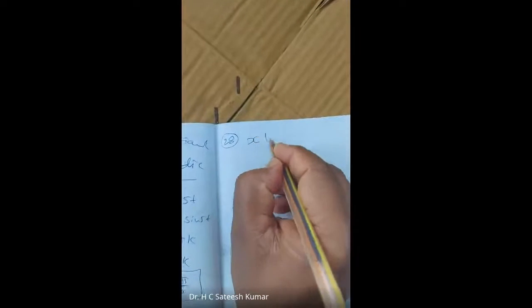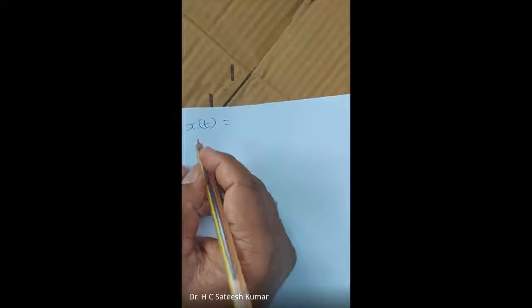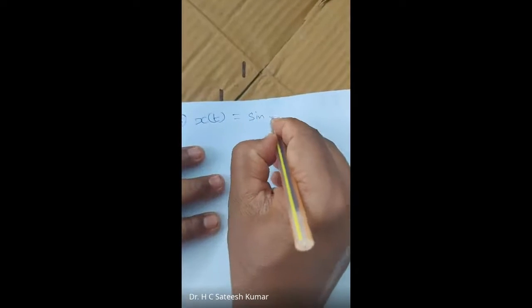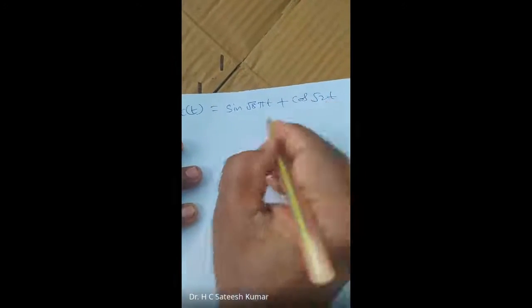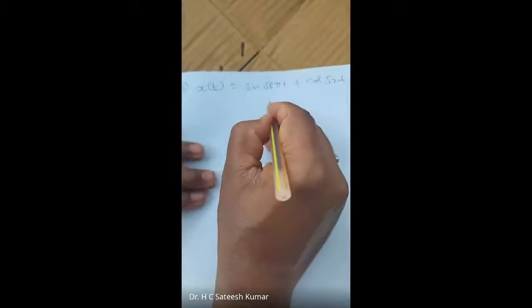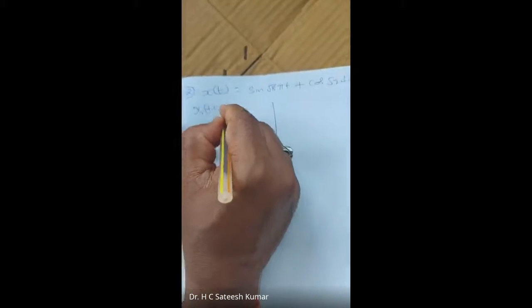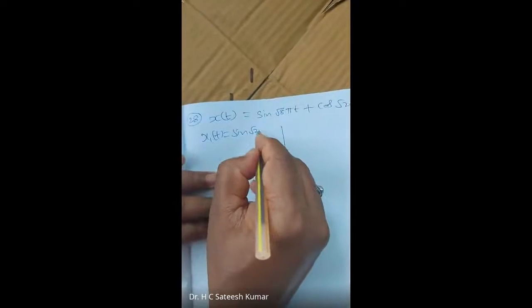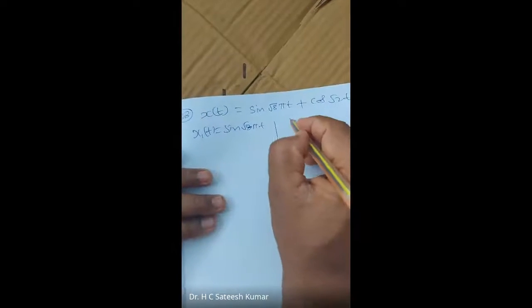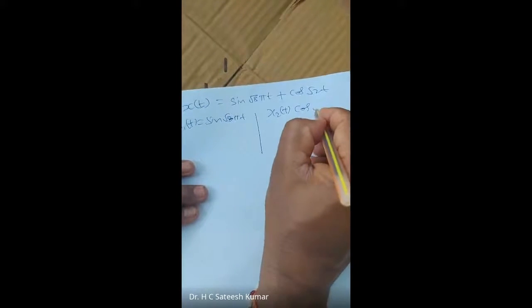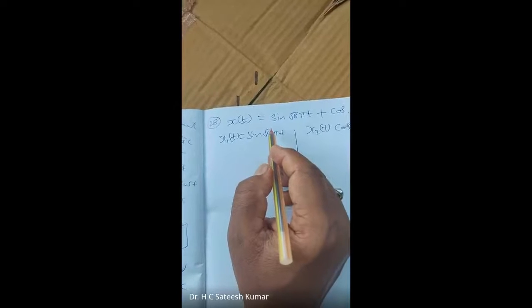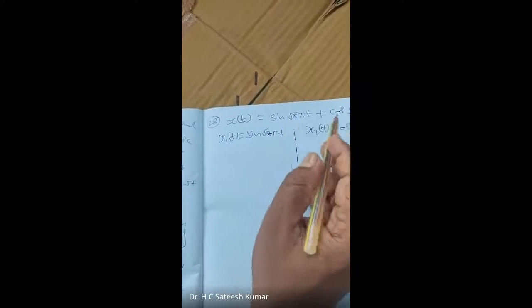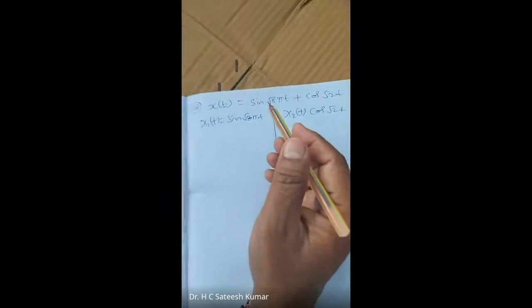One more problem I'll take up. X of t is equal to sine of root 8 pi t plus cos of root 2t. X1 of t is equal to sine of root 8 pi t. X2 of t is equal to cos root 2t. This root 8 can be written as 2 root 2. So therefore, root 2 gets cancelled, you will get rational.